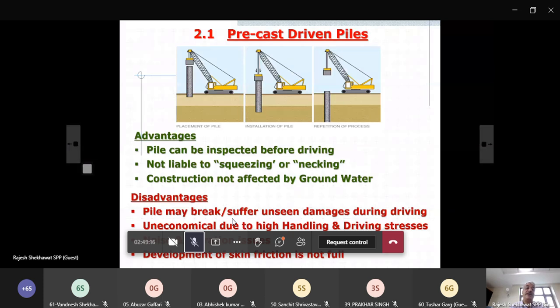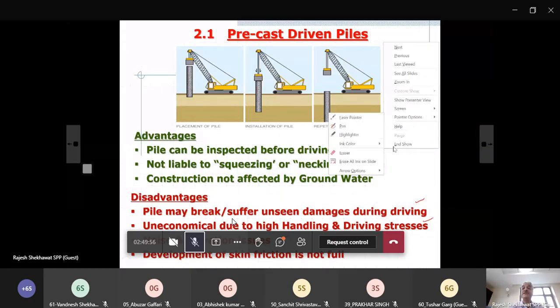Disadvantages, as I told you, pile may break, it may suffer unseen damages during driving, it is uneconomical due to high handling and driving stresses. If you see design of this precast pile, most of the reinforcement is from handling and driving stresses point of view. So only for an incident which will happen initially once and throughout its life which will not be used, but you have to design and provide reinforcement accordingly. So uneconomical. Noise and vibration issues, they create lot of noise. So if you are working nearby where people are living, they will come with dandas and beat you up. It will cause lots of vibrations. And as I told you, skin friction is almost destroyed in this process, especially in clay soil.